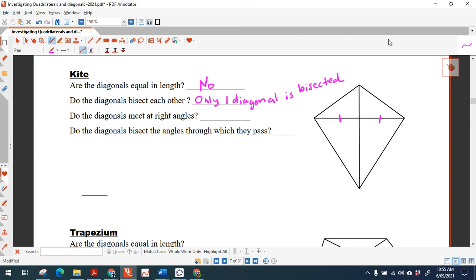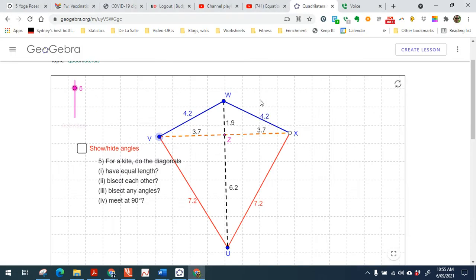Now, next question, do the diagonals meet at right angles? Let's have a look. If I click on the angles box, you can see here that I've got the 90 degrees.